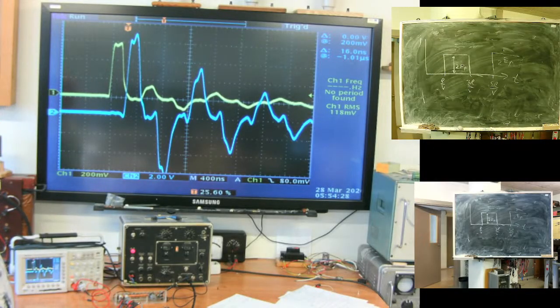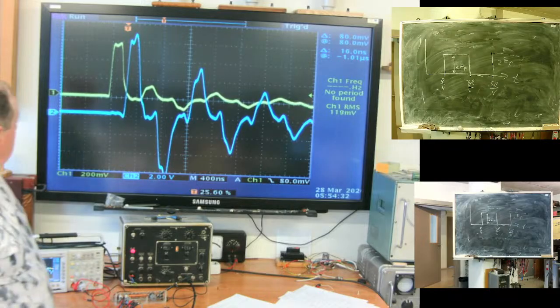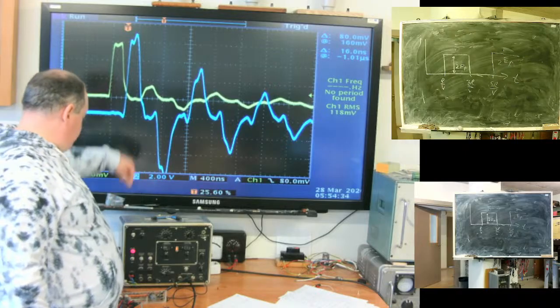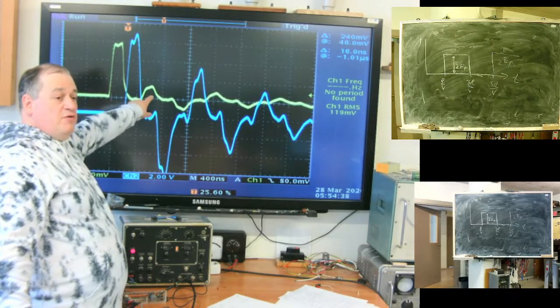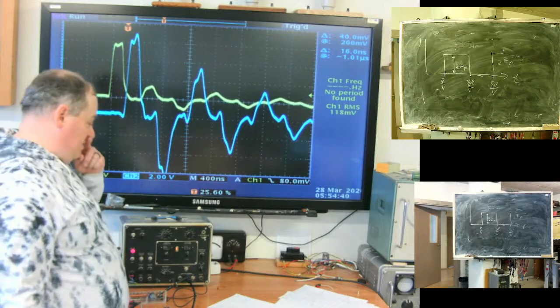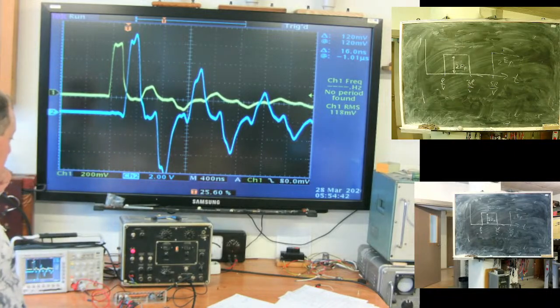So what happens with an open line? I'm sending a pulse. Here the pulse returns with positive polarity. Okay, it's an interrupted line. What will happen in case of short circuit?